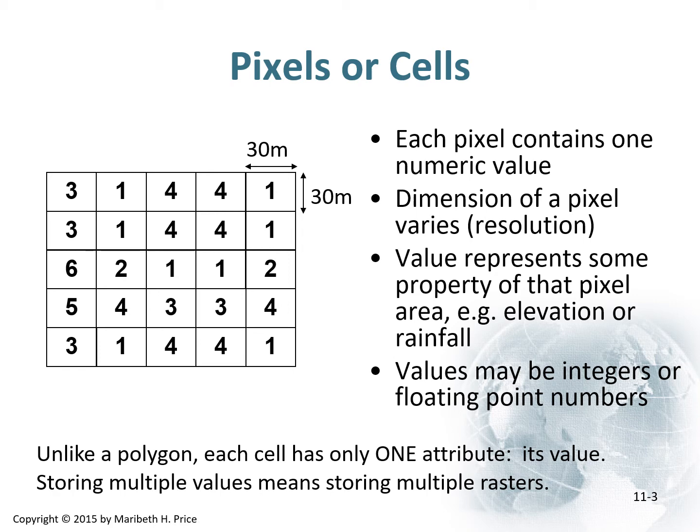And that would basically mean that that particular pixel or cell in the raster equates to a 30-meter by 30-meter square on the ground. And so within that cell, there's going to be a number that represents some value. For example, it could be elevation or rainfall. Now, rasters, these values should be integers or floating point numbers. Unlike a polygon, each of these cells only has one attribute, its value. And so if you need to have multiple values, that means you have to have multiple rasters.